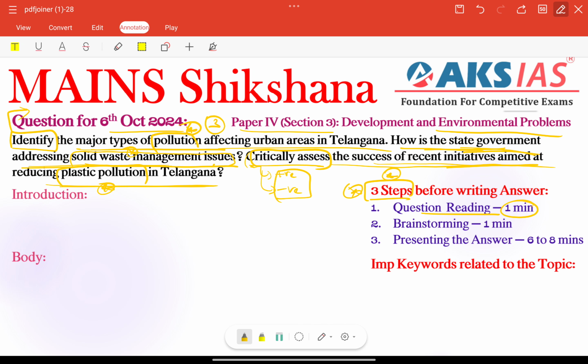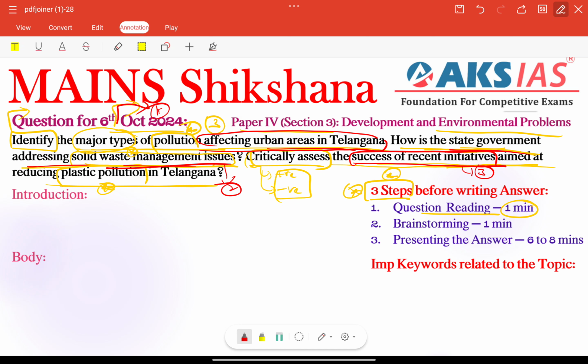So other than that, identifying keywords are very important. Major types is the first important keyword here, right? Next, we have especially affecting urban areas, the second important keyword. How is the state government addressing solid waste management issues? That is also the second important thing we need to address. Next, success of recent initiatives, whatever the Telangana government has taken to reduce plastic pollution, we need to mention.